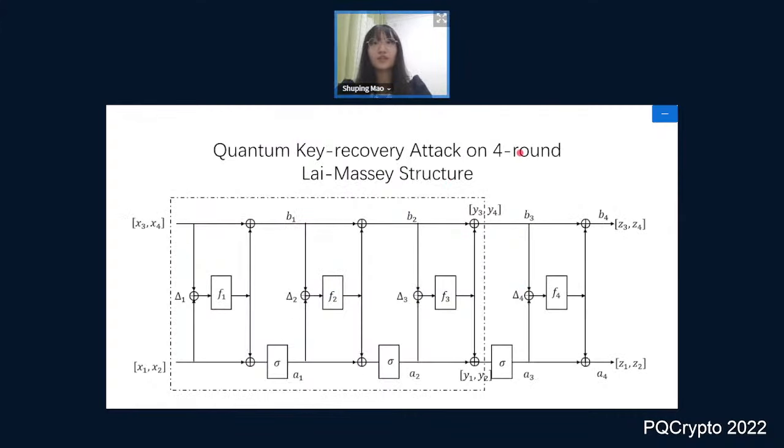And we also give a quantum key recovery attack on 4-round Lai-Massey structure. This is a 4-round Lai-Massey structure, and the inputs are x1, x2, and x3, x4. The corresponding outputs are z1, z2, and z3, z4. Now we guess the key k4 of F4. Now we have the output of the 4-round Lai-Massey structure z1, z2, z3, z4 and the guessed key. So we can compute the intermediate values y1, y2, y3, y4 of the 3-round Lai-Massey structure through the reverse of the last round of Lai-Massey structure.